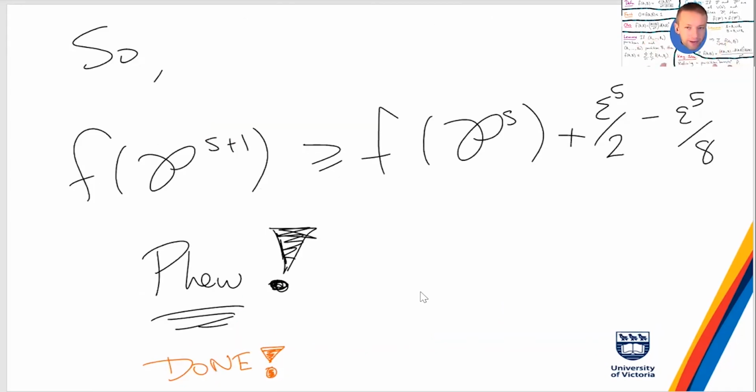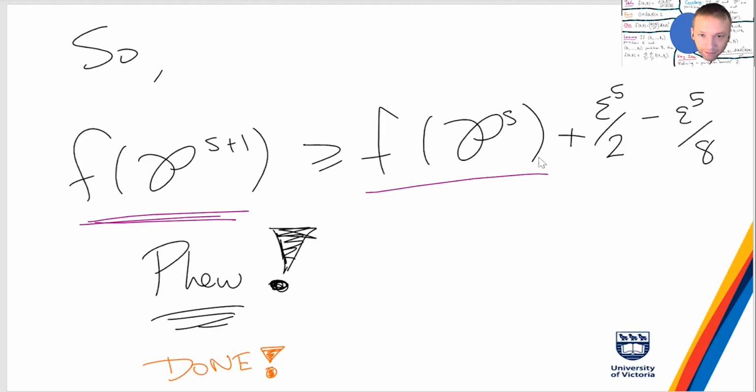So the final conclusion is that P(s+1) has mean square density at least that of P(s), plus epsilon to the 5 over 2, minus what we lose from making the parts the same size, which was epsilon to the 5 over 8. So it went up by a positive, measurable amount. And that completes the proof.